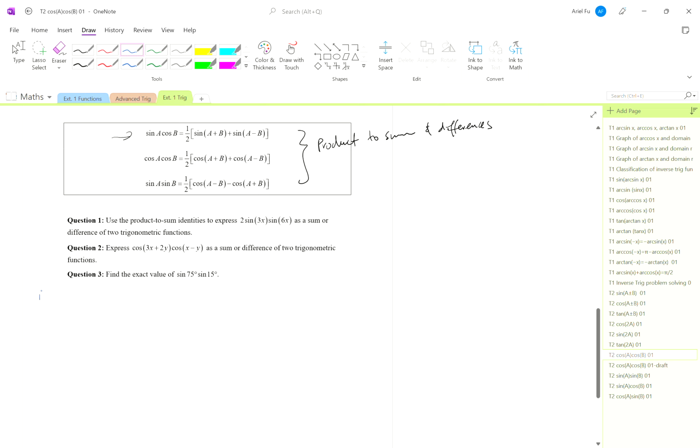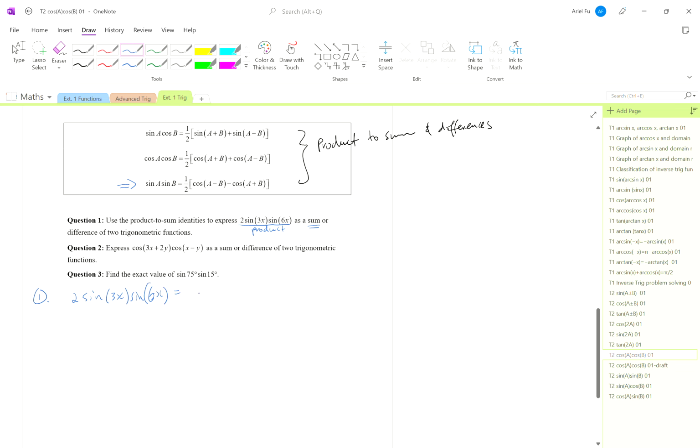For question 1, let's take a look. It says, use the product to sum identities to express this as a sum or difference of 2 trigonometric functions. Over here we have a product, and I want a sum. Obviously I need to use the third one. So this is the same as 2 sine 3x sine 6x.